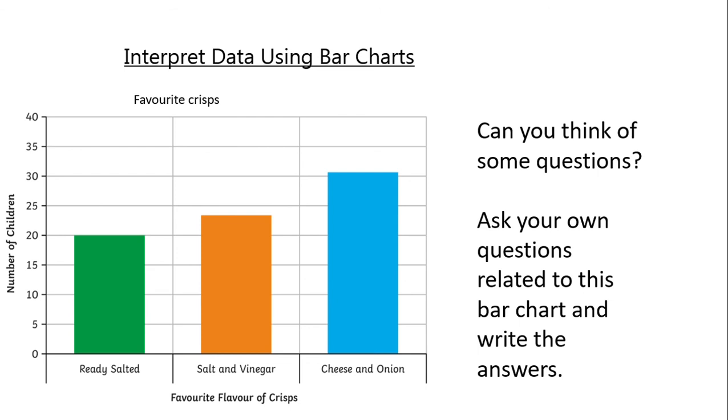Now that you've had a chance to think of some of your own questions, let's have a quick discussion. So, some questions that you could include could be based on how many children chose ready salted, how many children chose salt and vinegar, how many children chose cheese and onion, which was the most popular flavour, which was the least popular flavour, how many children chose ready salted and salt and vinegar in total.